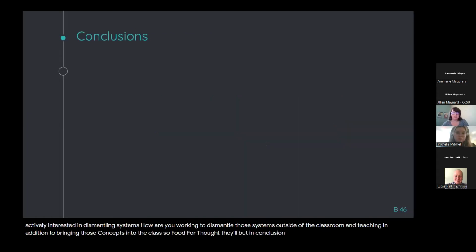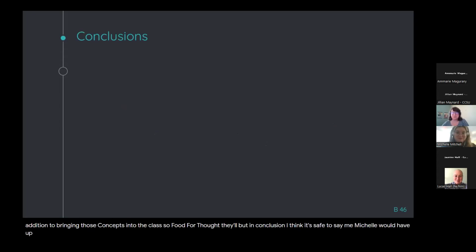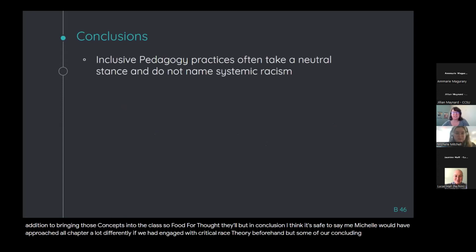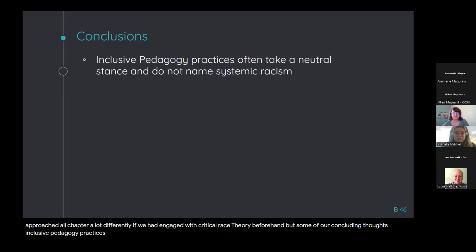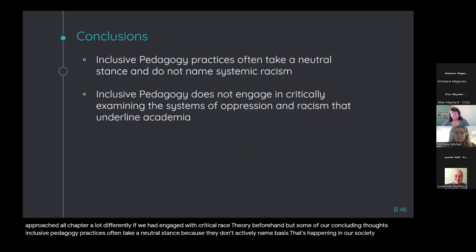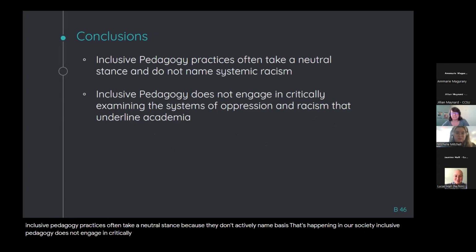But in conclusion, I think it's safe to say me and Michelle would have approached our chapter a lot differently if we had engaged with critical race theory beforehand. But some of our concluding thoughts: inclusive pedagogy practices often take a neutral stance because they don't actively name racism or engage in systemic racism that's happening in our society. Inclusive pedagogy does not engage in critically examining those systems of oppression and racism that underlie academia and by default underlie our work because we are situated within these institutions of academia.